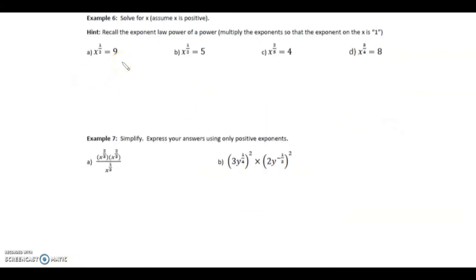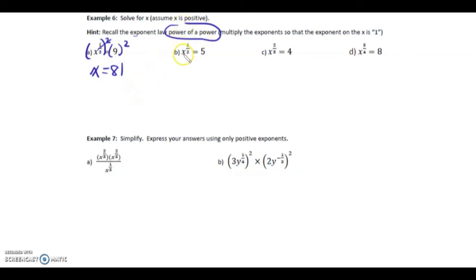Okay, example 6, solve for x. So we're going to assume x is positive. Recall the exponent law, power of a power. Multiply the exponents so that the exponent on the x is 1. If we're trying to solve for x, we need to get rid of the 1/2. The way that we do that is to think of a number that when you multiply it, the exponent is 1. I'll tell you the number is 2. We're going to square both sides here. So 1/2 times 2 just leaves us with x. So x equals 81.